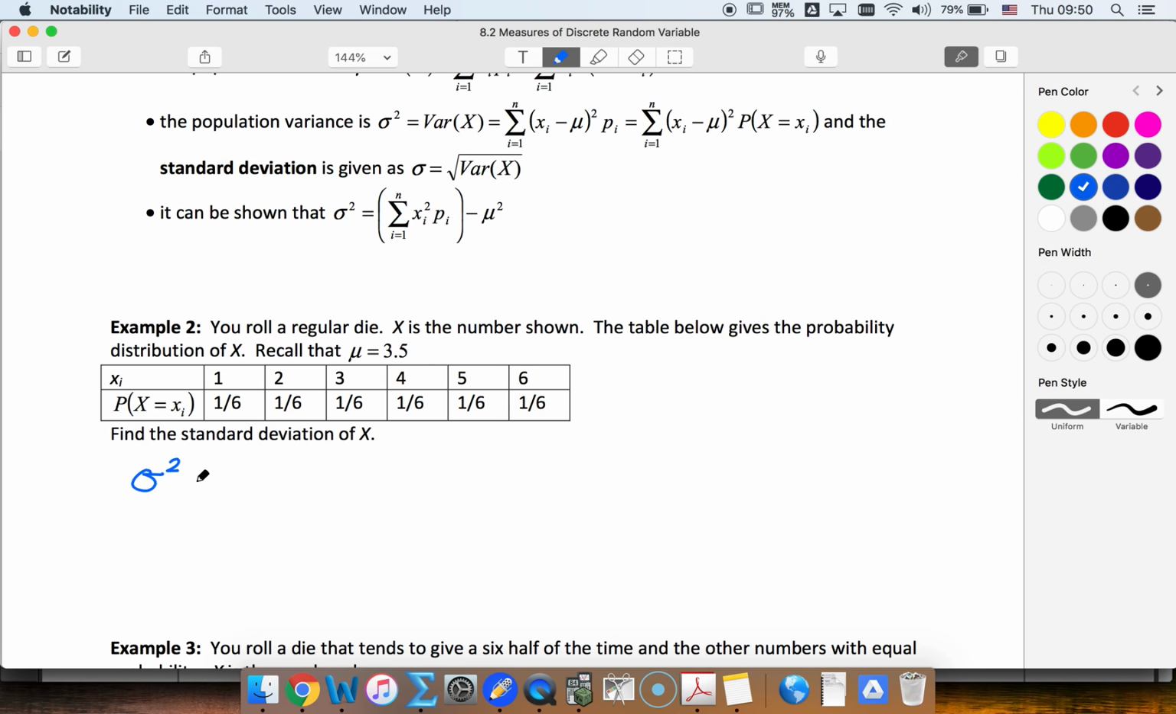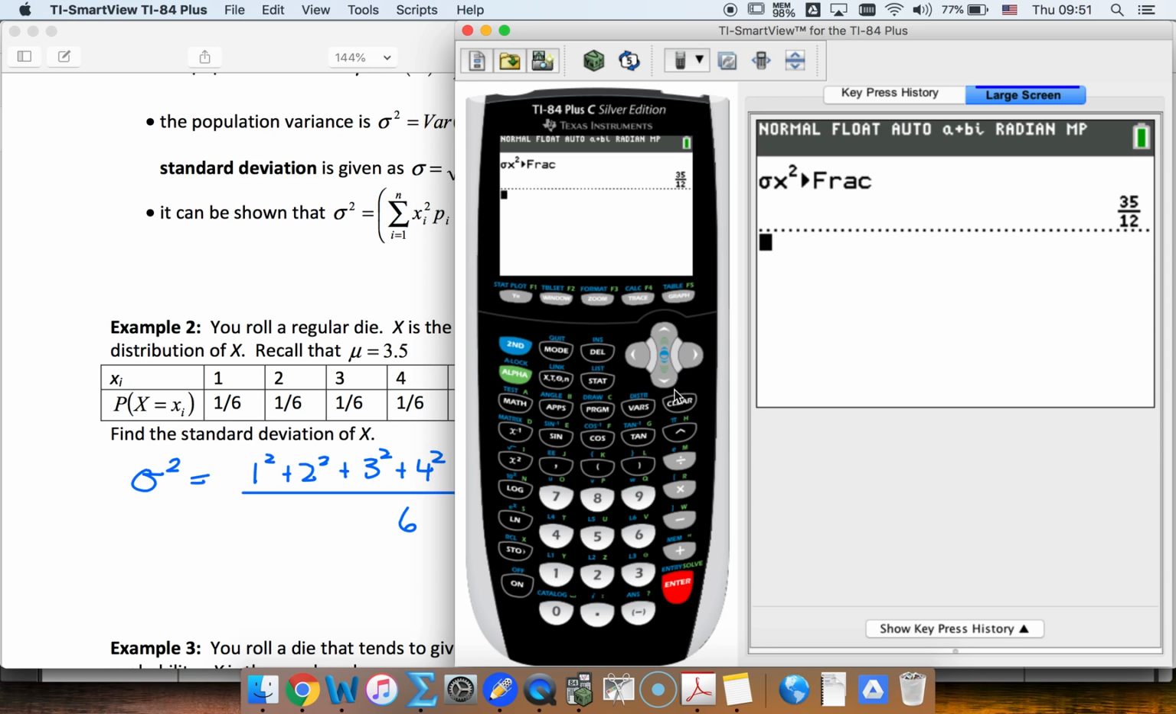So I know the variance is going to be the sum of my probabilities times my x values squared. So all of my probabilities are 1/6, so that's going to end up just creating a common denominator of 6. And I'll have 1 squared plus 2 squared, 3 squared, 4 squared, etc. And then I'm going to have to subtract my mean, which is 7/2 squared. That's what my formula says. So I'm going to show you some shortcuts for your calculator to do this.